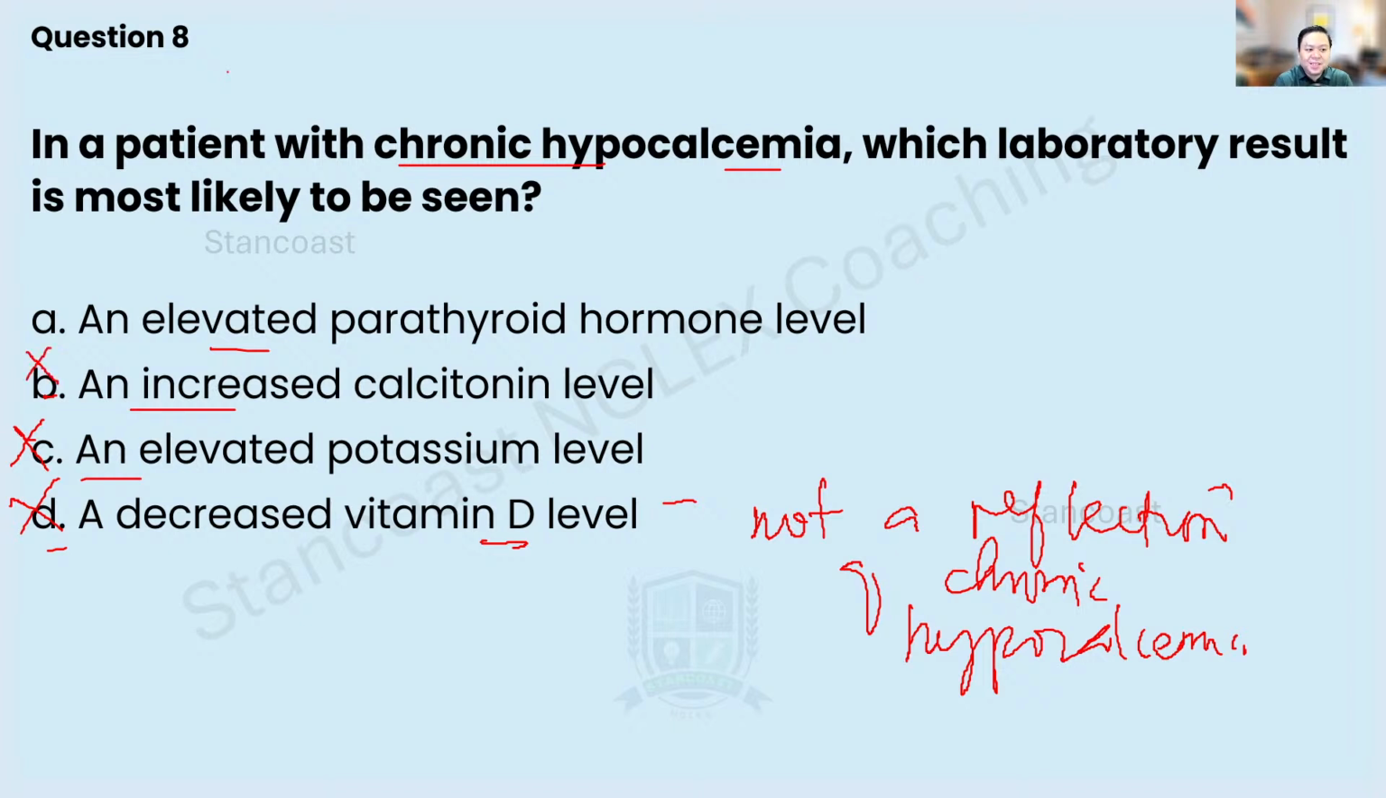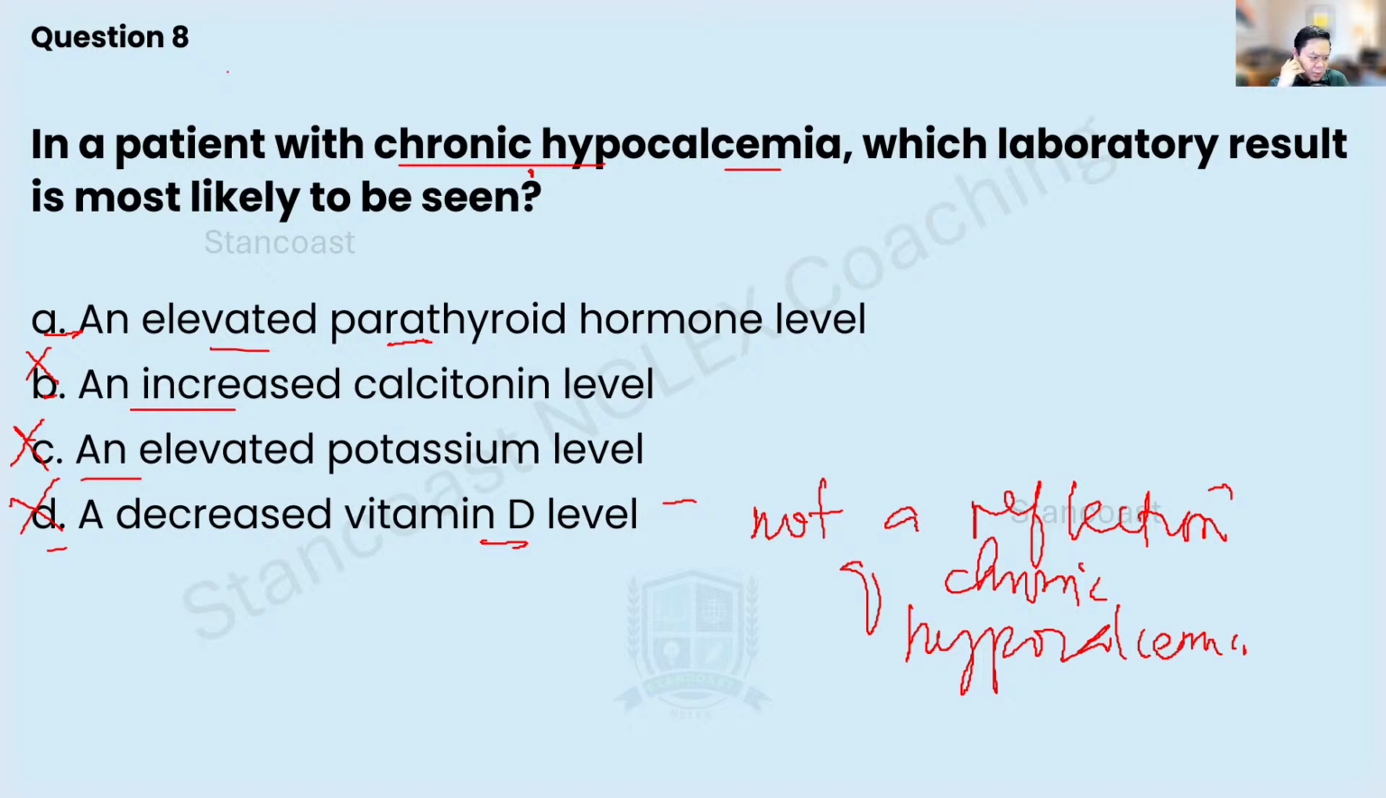If you answered letter A, elevated parathyroid hormone, when the patient has chronic hypocalcemia, their calcium level is very low, so the body will be tasked to increase the secretion of the PTH hormone because they have a low calcium level.